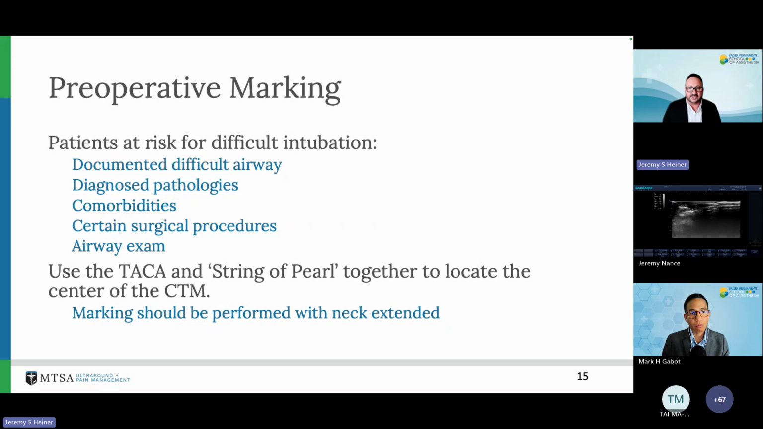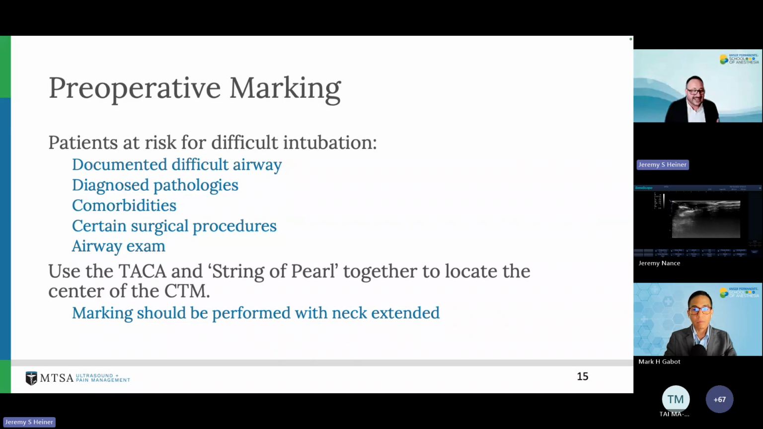So documented difficult airway cases would be an indication, some significant pathologies, and this would be really helpful, especially if there are masses in the neck, because usually when that happens, there's altered anatomy. So knowing beforehand where that membrane is located and using a POCUS assessment can be very, very helpful in these types of pathologies. Certain surgical procedures, especially ENT procedures, and we can use POCUS for an airway exam and potentially mark that as well. So as Mark mentioned, the Taka and the string of pearls together can locate that cricothyroid membrane.